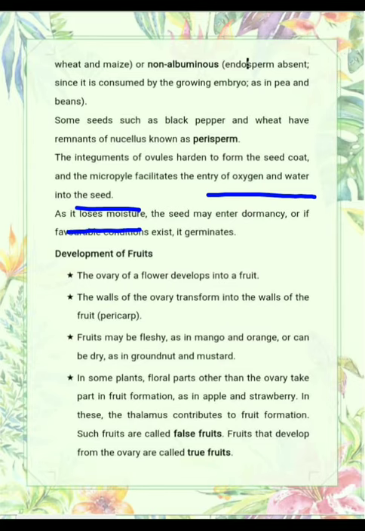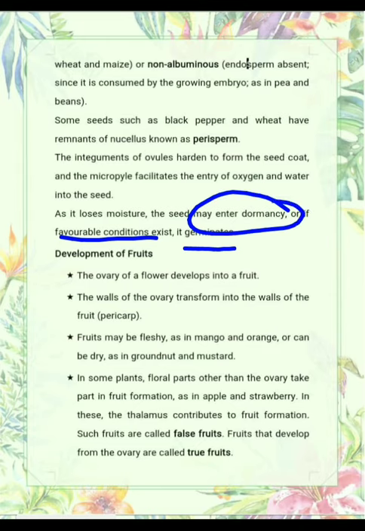As it loses moisture, the seed may enter dormancy. Sometimes the seed doesn't germinate just after formation, it goes into a state of dormancy. Dormancy means inactive stage. At that time the seed doesn't germinate, and when favorable conditions exist, it germinates. So dormancy is that stage. You can say dormancy is the inactive stage of the seed.